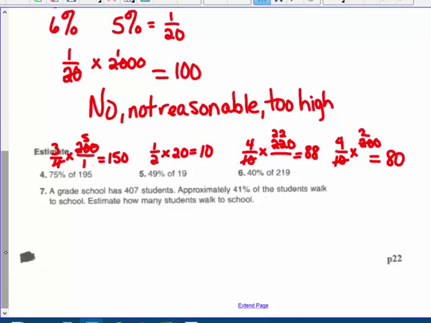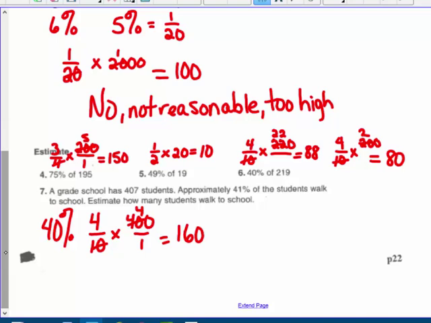Number 7, a grade school has 407 students. Approximately 41% of the students walk to school. Estimate how many students walk to school. Well, 4/10 is what I would say for 41%. I would say 40%. And I would round my students to 400, go down a little bit. So 4 times 40 would be 160. So I would say about 160 students walk.